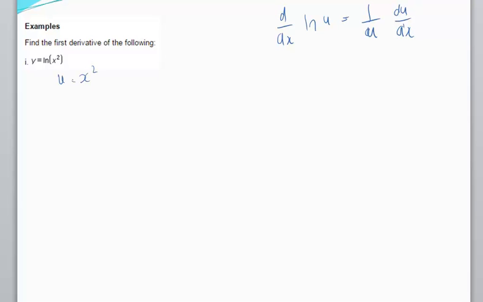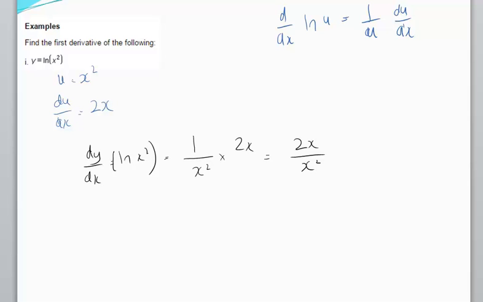Going through this step by step, our u is equal to x squared, so we can use 1 on u. We're going to have to find du on dx, which becomes 2x. So dy on dx of the natural logarithm of x squared is equal to 1 on u, where u is x squared, multiplied by du on dx, which is 2x. This becomes 2x on x squared. We cancel out one of our x's, top and bottom, and it becomes 2 on x.